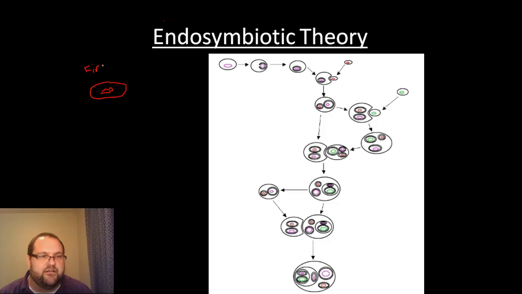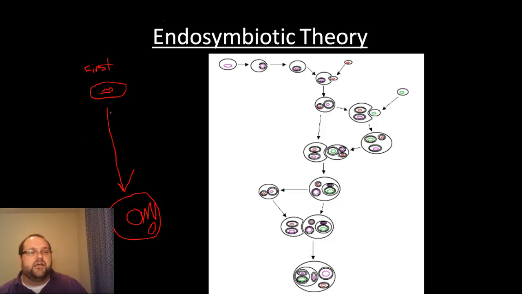I'm going to write first here. So first, and then somehow that developed into these really complicated eukaryotic cells with a nucleus and mitochondria in it and endoplasmic reticulum and all this stuff. So somehow these simple prokaryotic cells became eukaryotic cells. Now we actually have a theory to discuss how this happened, and it's called the endosymbiotic theory.